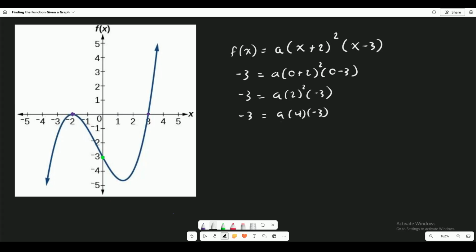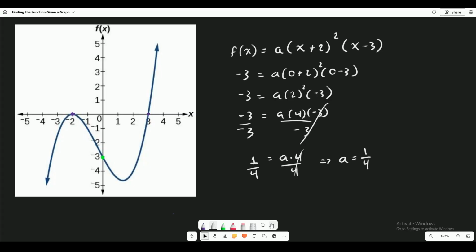Before I even multiply, I'm going to divide by negative 3 because I noticed that they share it. So these negative 3's go away. Any number divided by itself is equal to 1. And then we have a times 4. Divide by 4. Divide by 4. That leaves us that a is equal to 1/4.